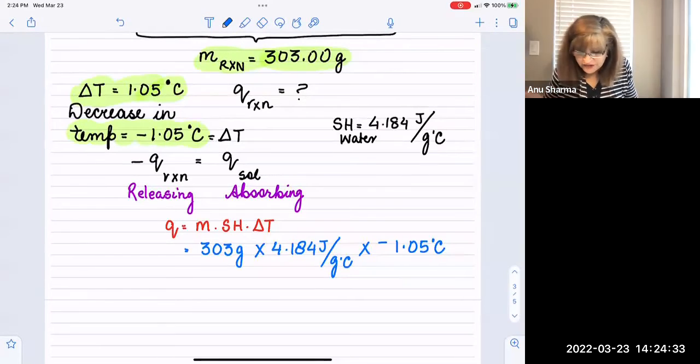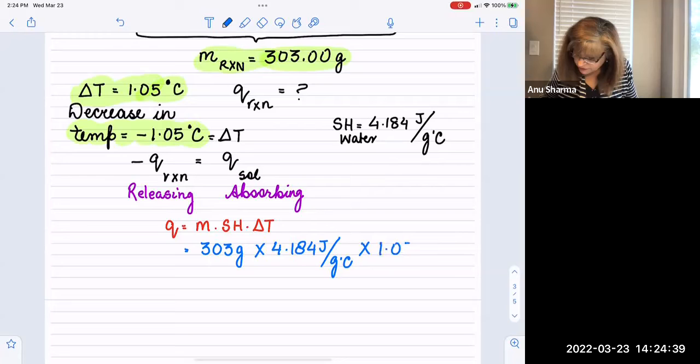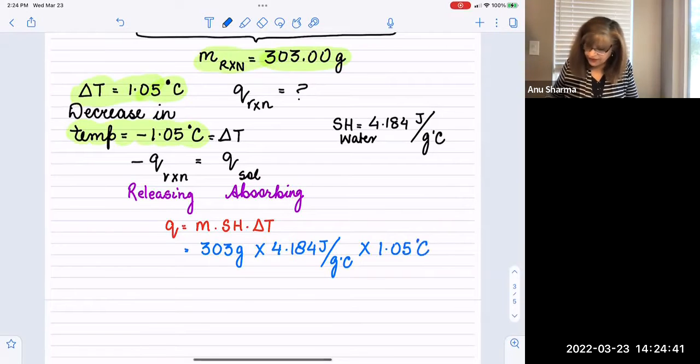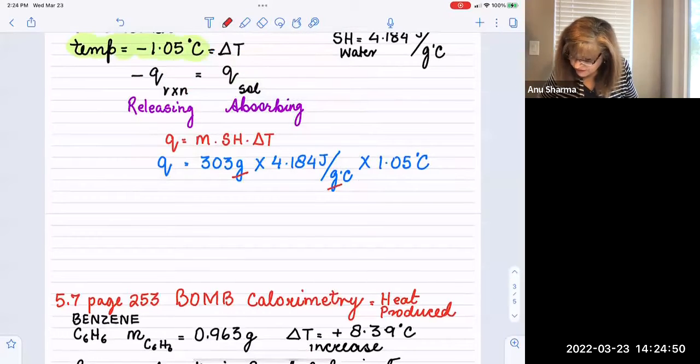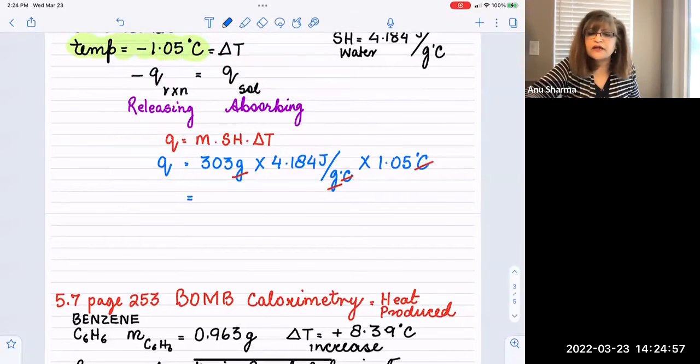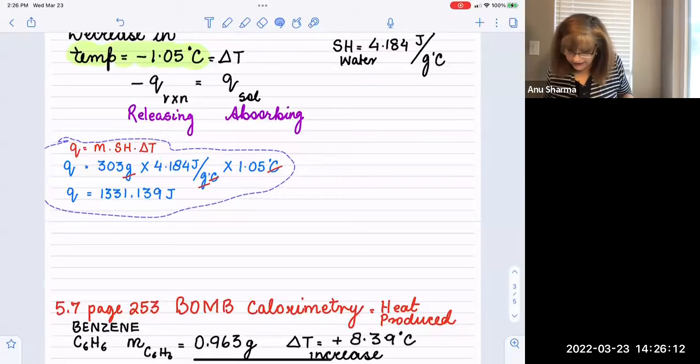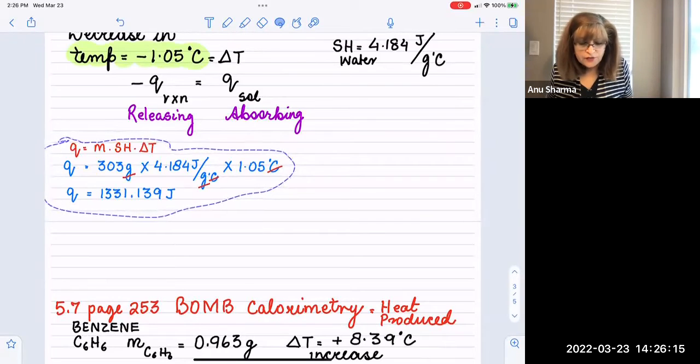It's only the negative is just a direction of flow. So you can remove that. So here we have 1.05 degrees Celsius. Okay, so that is the total heat that is involved here. And now we are going to see that the grams and the grams cancel out. Celsius is cancelled out, and you are only left with the unit of joule. So let's calculate this. So the answer comes out to be 1331.1396.